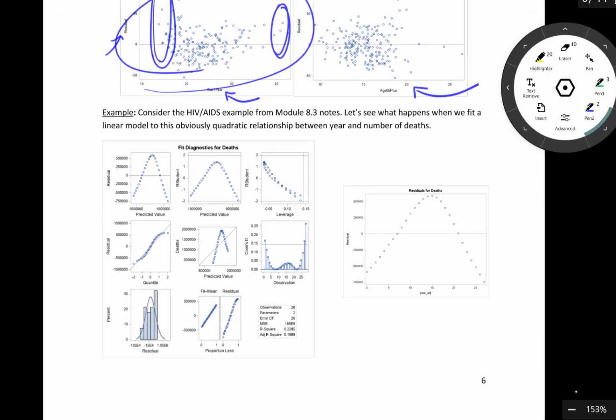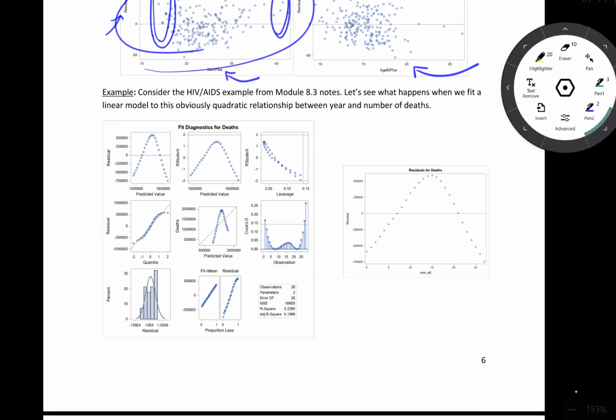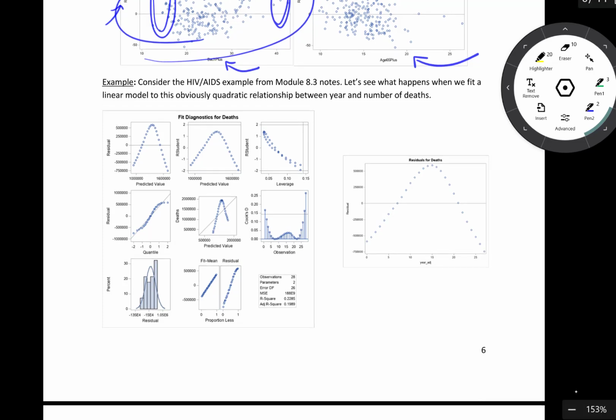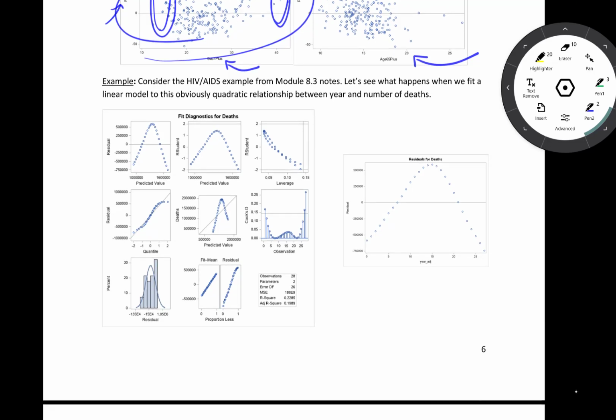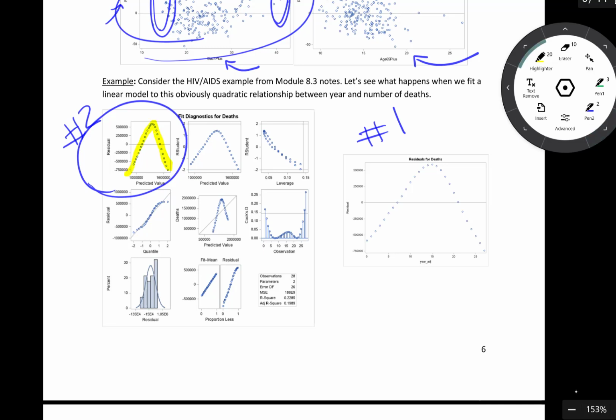Here's another example. Consider that AIDS HIV example from the Module 8.3 notes. And so let's see what happens when we fit a linear model to something that was obviously a quadratic relationship between years and number of deaths. So again, this is the number 2 plot that we referenced up above. This one is the number 1. Notice in each of these we're seeing an obvious pattern in the residuals. Here we definitely have a lack of fit.